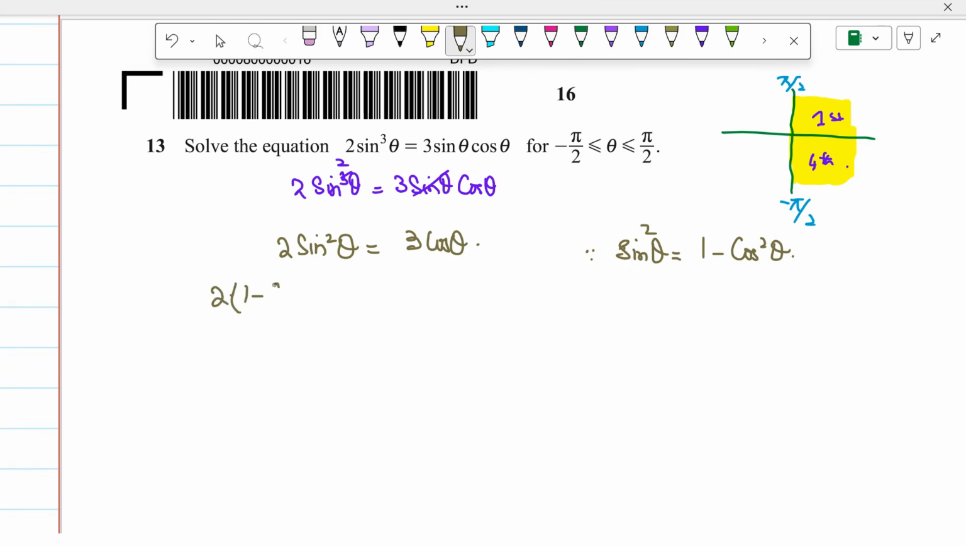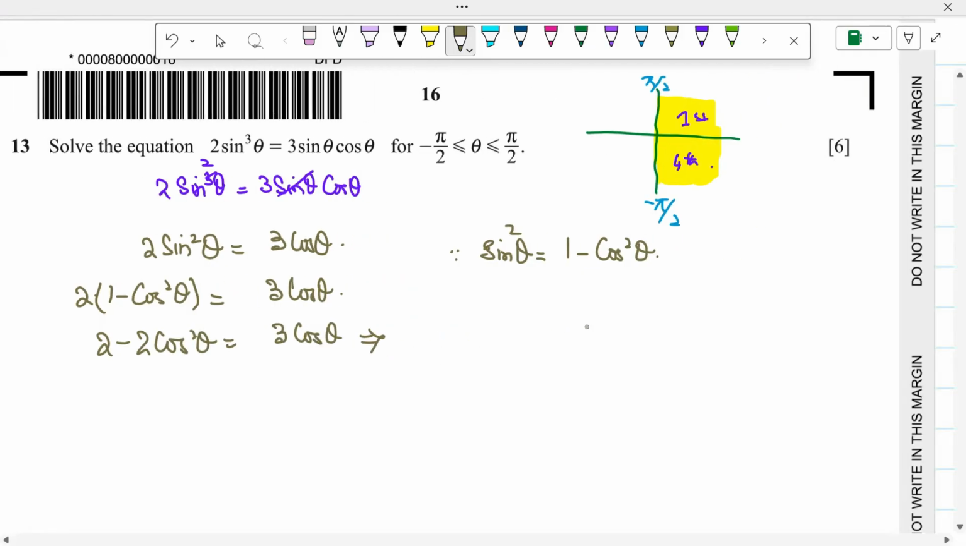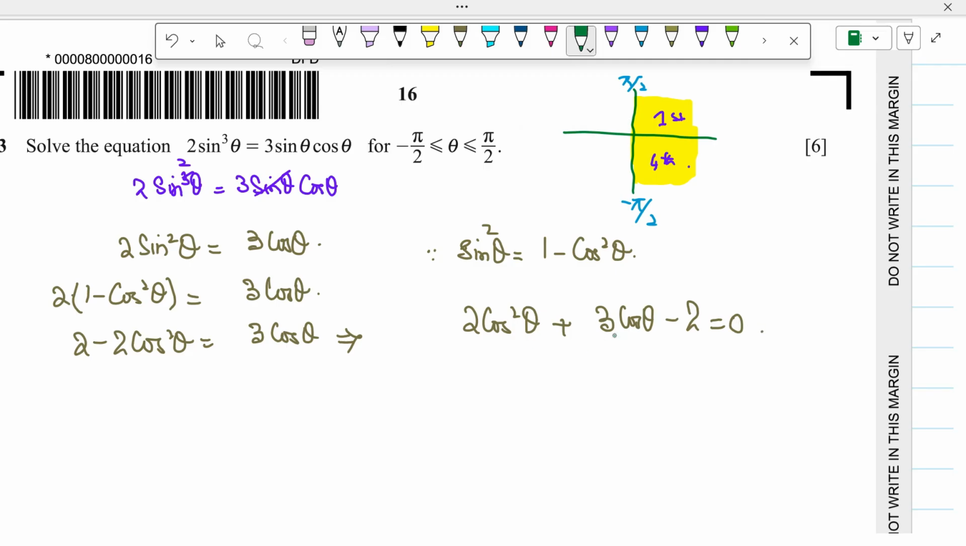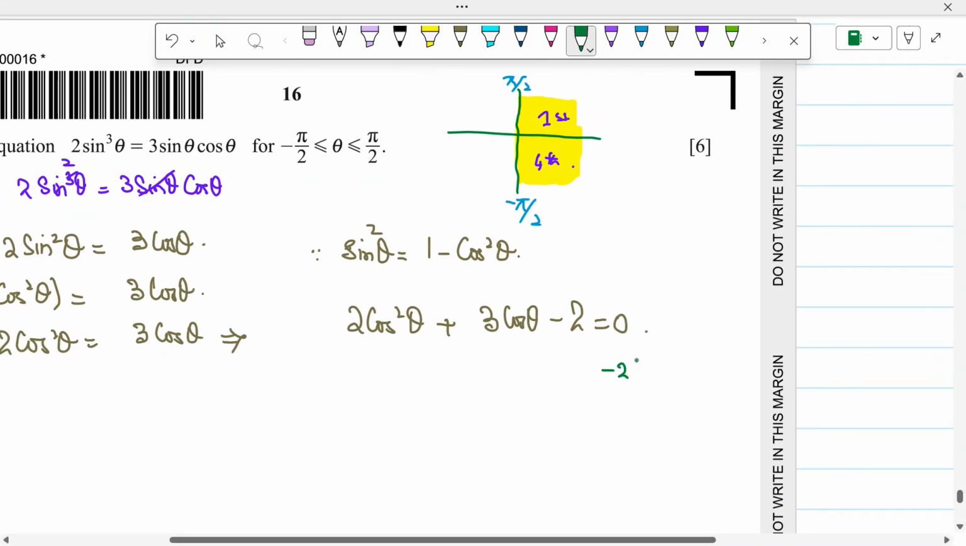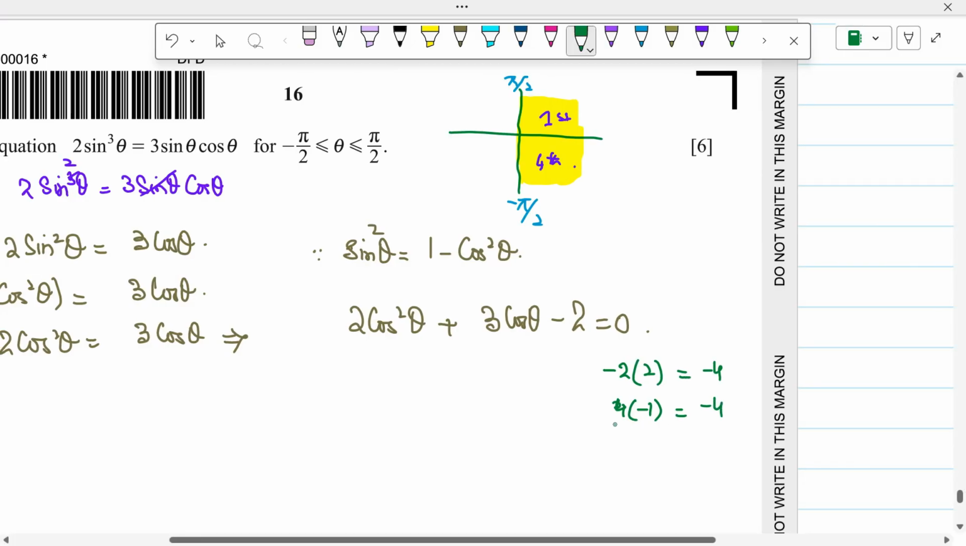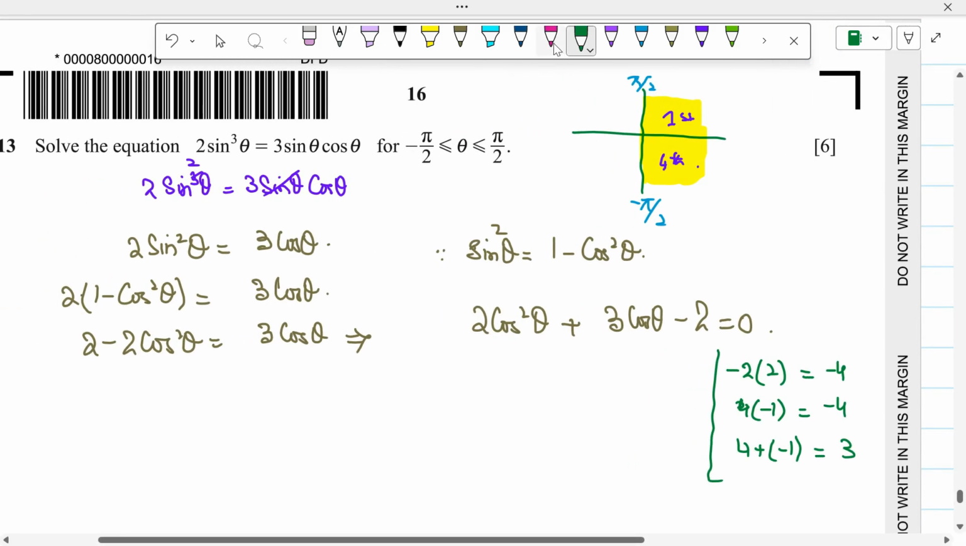So 2 times 1 minus cos square of theta is equal to 3 cos of theta. And this is 2 minus 2 cos square of theta is equal to 3 cos of theta. For solving, we will have 2 cos square of theta plus 3 cos of theta minus 2 equal to 0. This is a quadratic equation and can be solved by factorization. For example, negative 2 times 2 is equal to negative 4, and 4 times negative 1 is equal to negative 4. When we add these values, negative 1 plus 4, we will have 3. We can use this calculation to factorize this quadratic equation.